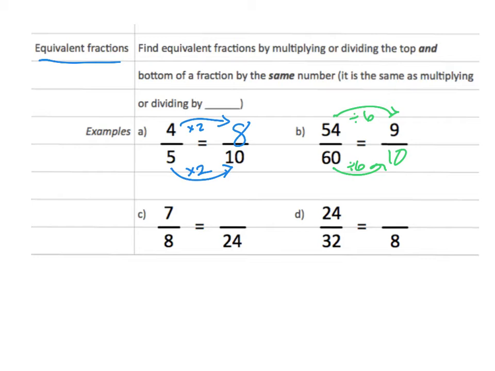Let's try letter C. What did we do to the 8 to get 24? We multiplied it by 3. 7 times 3 is 21. What did we do to the 32 to get 8? This one we divided by 4. So 24 divided by 4 gives us 6. So we have equivalent fractions.